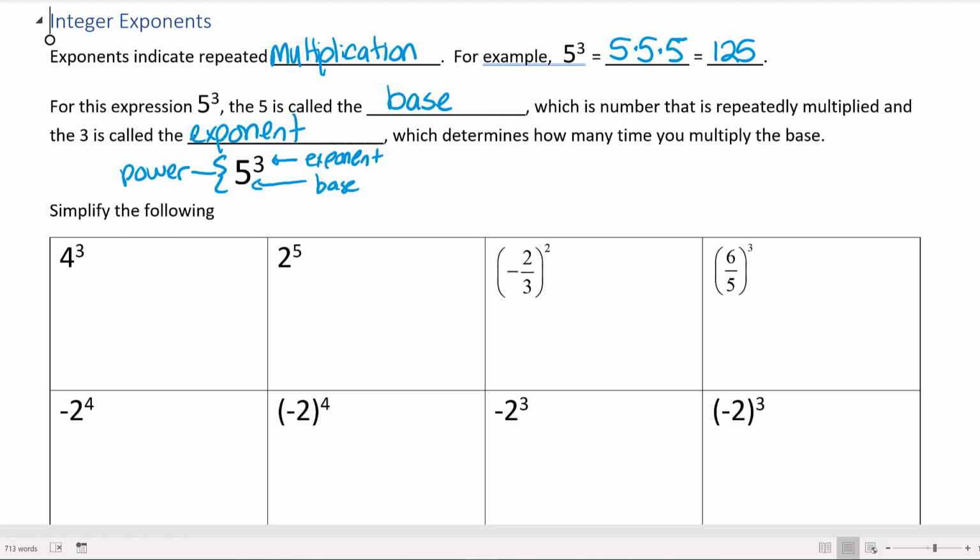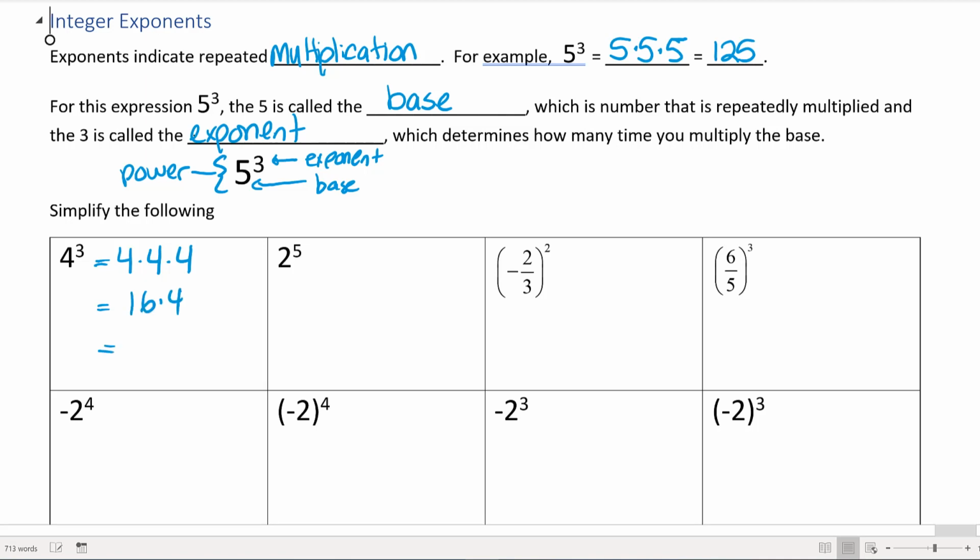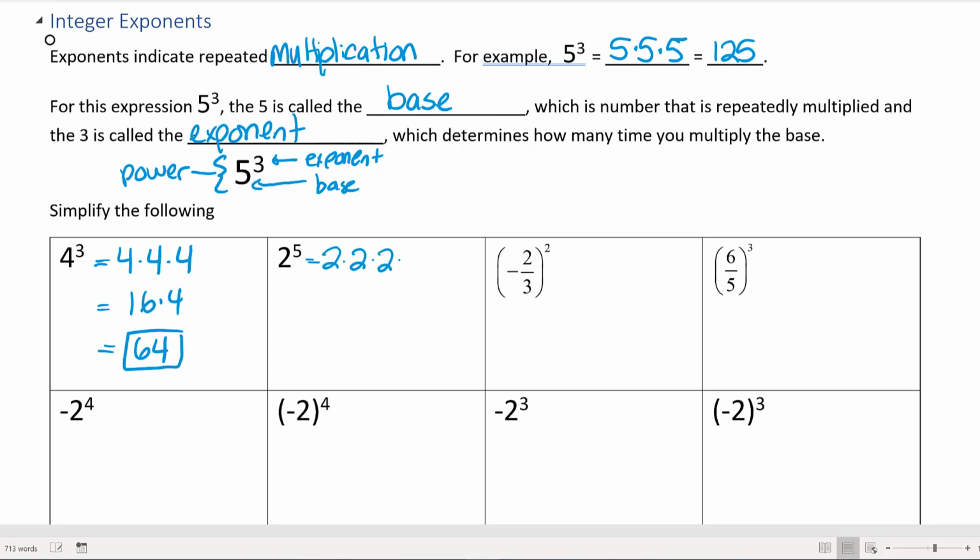So we're going to do a couple examples here. 4 cubed means 4 times 4 times 4. And if I multiply that out, 4 times 4 is 16, and 16 times 4 is 64. 2 to the 5th means 2 times 2 times 2 times 2 times 2, 5 times. If I multiply the first two 2s, I get 4. Multiply the next 2, you get 8, and then another 2 makes 16, and another 2, so that's 32. Or you can just get out a calculator.